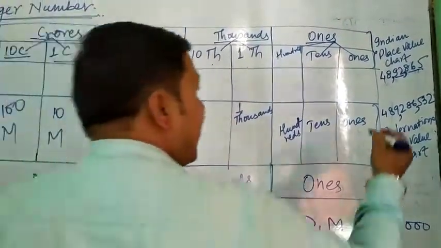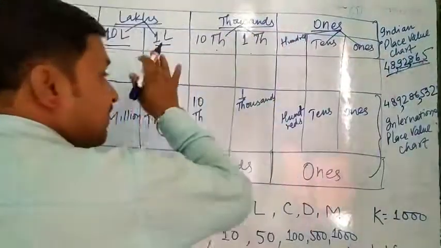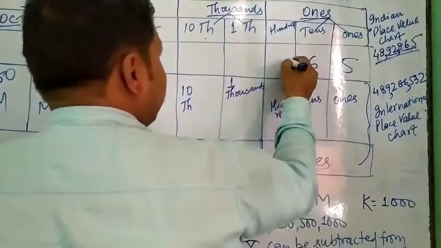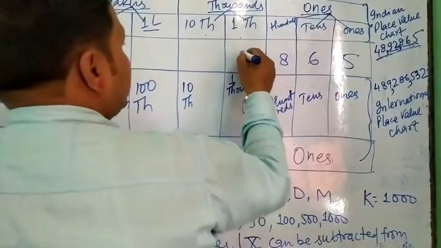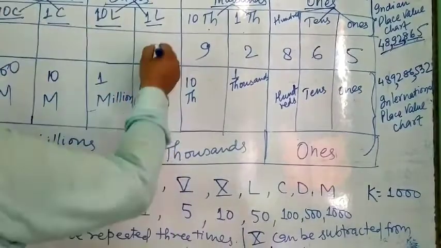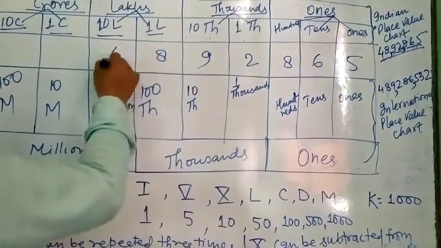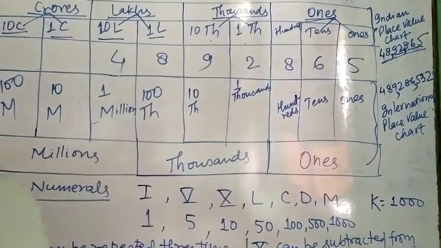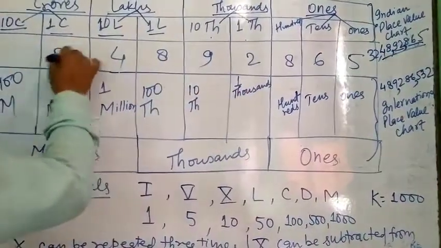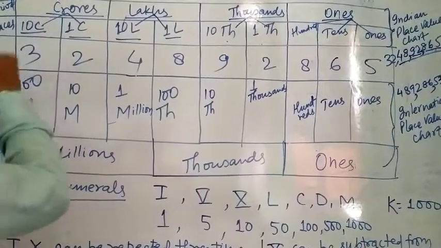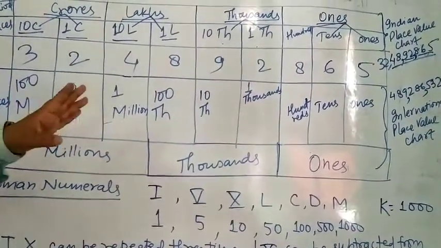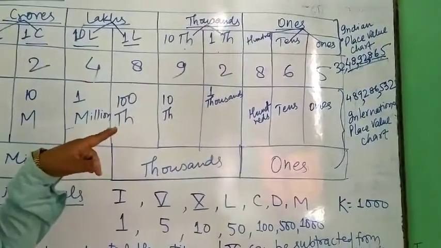We can write these numbers in the place value chart like 5 at the ones place, 6 at the tens place, 8 at the hundreds place, 2 at the thousands place, 9 at the ten thousands place, 8 at the lakhs place, 4 at the ten lakhs place, and 3 2. That means 2 is at the crore place and 3 is at the ten crore place. This way we can write the numbers in the place value chart.